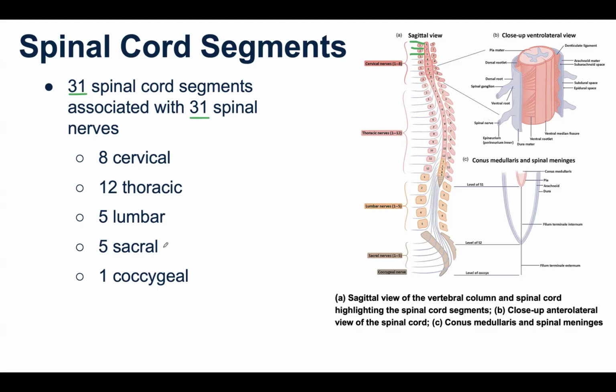Now, note that the lumbar, sacral, and coccygeal spinal cord segments have to be bunched up here at the bottom of the spinal cord. You can see that in this illustration over here. This image shows how those spinal nerve roots will exit. They have to travel a long way to get to their appropriate intervertebral foramen.